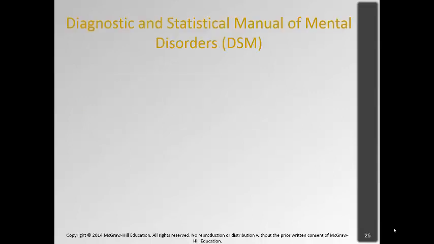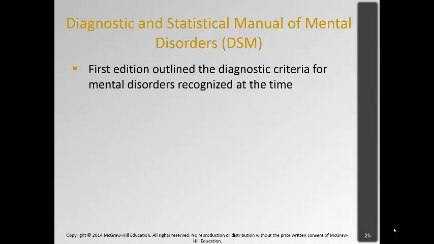So currently in North America, we use the Diagnostic and Statistical Manual for Mental Disorders, or the DSM. And you'll hear me reference the DSM throughout this entire course because it's really the Bible of diagnosis for psychologists and psychiatrists. The first edition outlined the diagnostic criteria for mental disorders recognized at the time. We're currently in the 5th edition, and there have been many changes across the last 50 to 60 years.